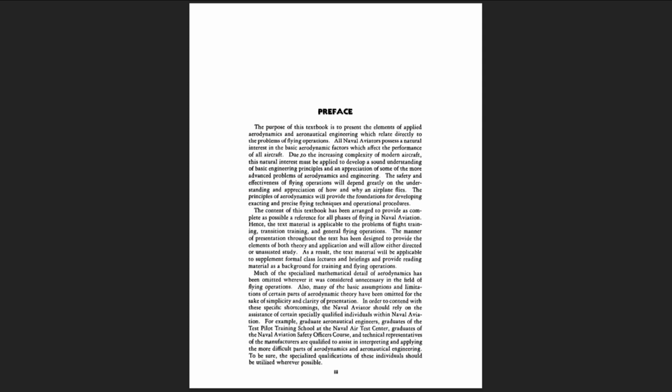The content of this textbook has been arranged to provide as complete as possible a reference for all phases of flying in naval aviation. Hence, the text material is applicable to the problems of flight training, transition training, and general flying operations. The manner of presentation throughout the text has been designed to provide the elements of both theory and application, and will allow either directed or unassisted study. As a result, the text material will be applicable to supplement formal class lectures and briefings and provide reading material as a background for training and flying operations.